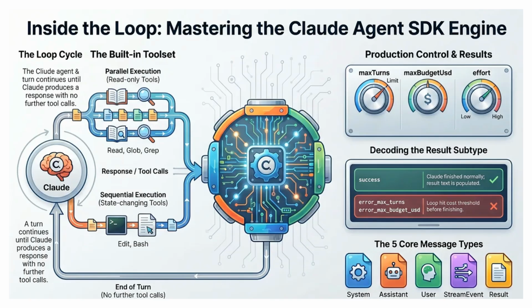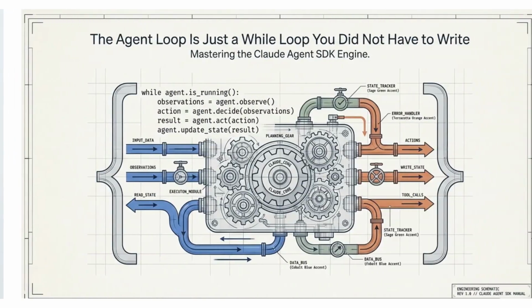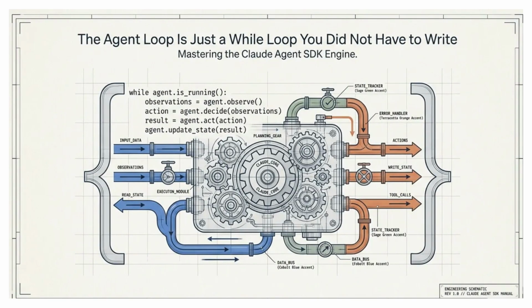The agent loop looks like magic when you watch the streaming output, but it is a plain while loop the SDK runs for you. Once you can name every turn, message, and stopping condition, an AI agent becomes an ordinary system you can debug. In this video, you will learn what actually happens inside the Claude Agent SDK's agent loop.